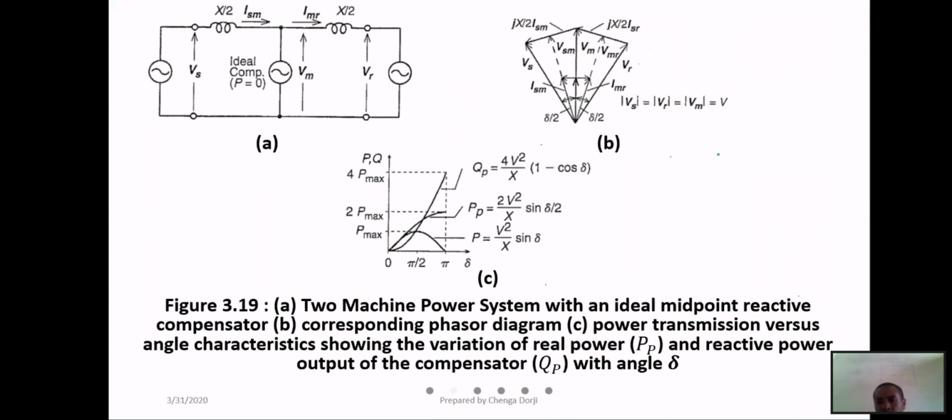Power angle characteristics. If you remember, in the alternator we have it like this, no? This is the case, no? Power angle characteristics. This is P max. At what angle will the power be maximum? At what angle will the power be maximum? This one, delta. At what delta will the power be maximum?